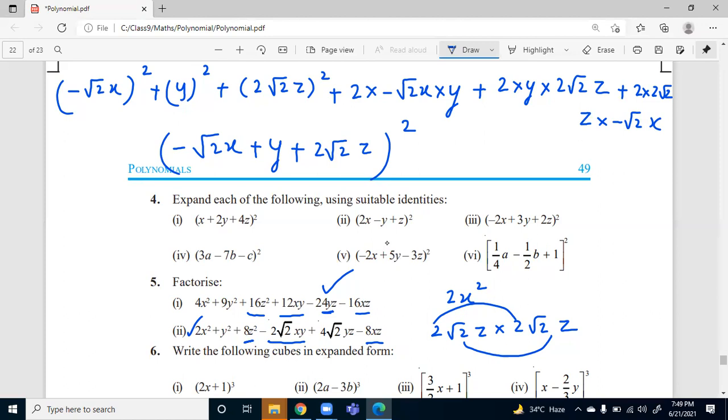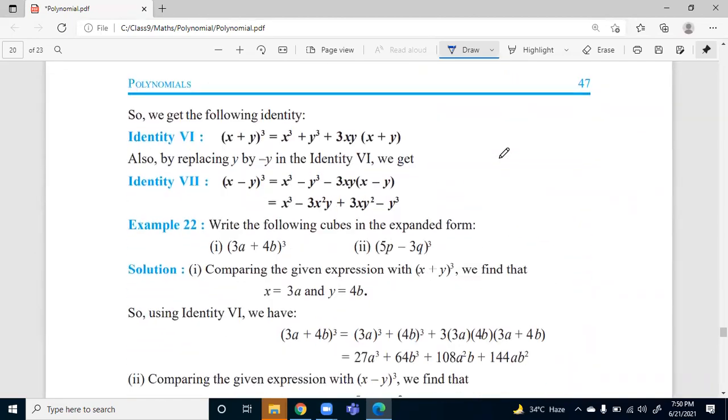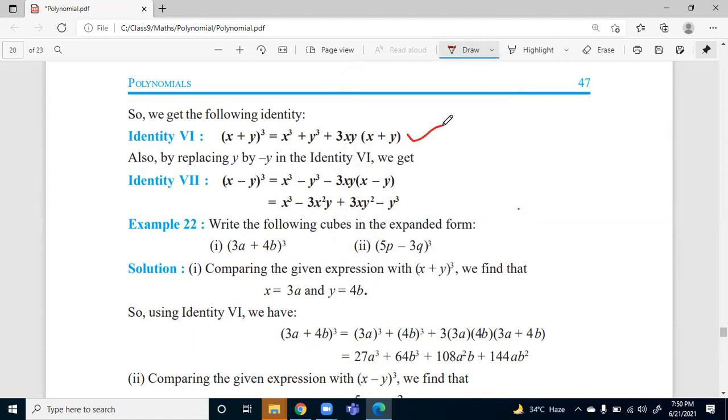So let's move to the next identities. That is identity number 6. So identity number 6 is, if I want to find the cube of two numbers, x plus y whole cube. That identity you have to remember. It is x cube plus y cube plus 3xy into x plus y. Identities you have to remember. Okay, so this is identity number 6.